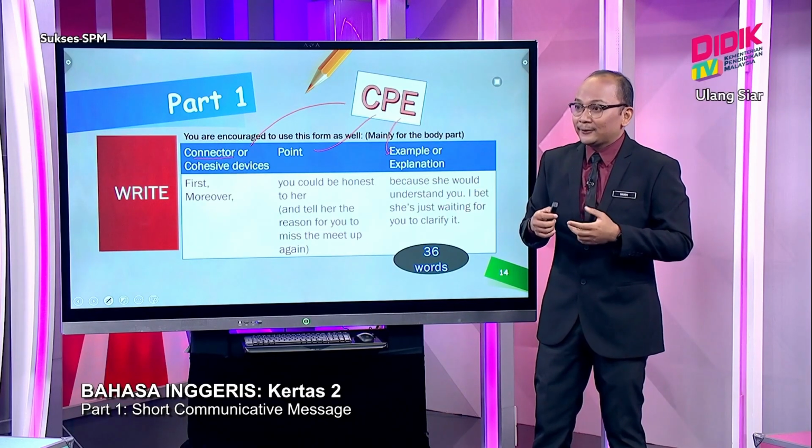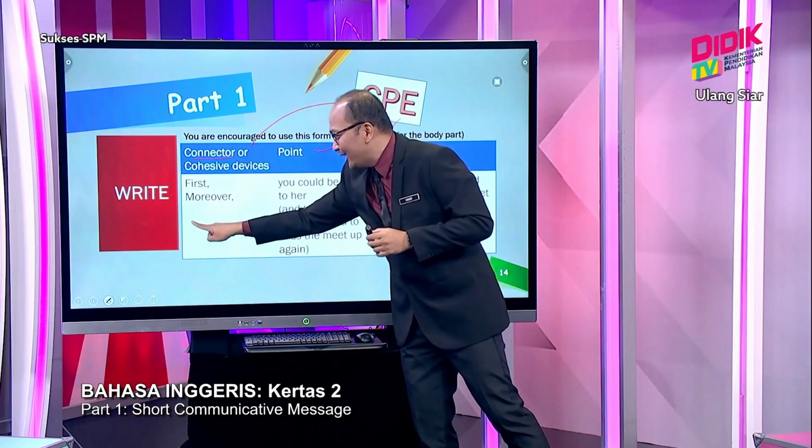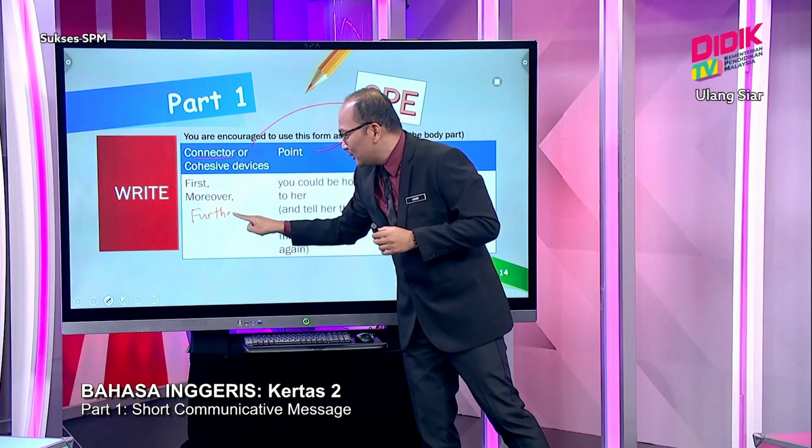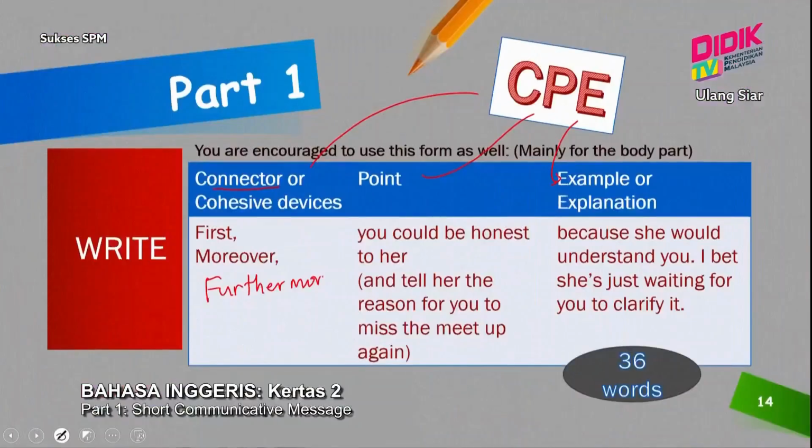I have a question. What are some examples of cohesive devices or connectors besides first and moreover? Do you have a few to share? Yes, of course. Besides first and moreover, I try to include here: furthermore. Maybe Chris would like to give one more?